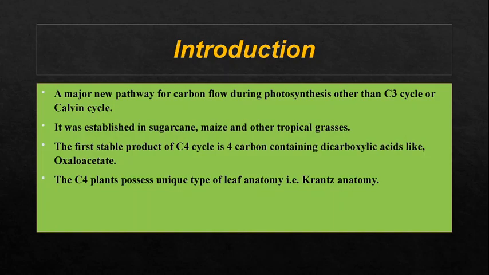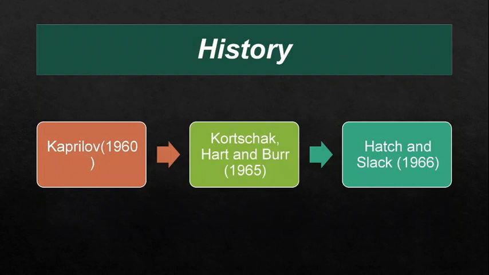And the C4 plants possess a unique type of leaf anatomy that is known as Kranz anatomy. If we go through the history, that is, if we focus on the discovery of the C4 cycle, then we will see that initially Kortschak, Hart and Burr in the year 1965 in Hawaii reported that 4-carbon containing dicarboxylic acids, aspartate and malate, were major early products of sugarcane leaves when the plants were exposed to 14CO2 for just 1 second.